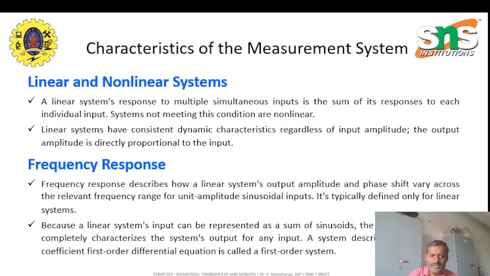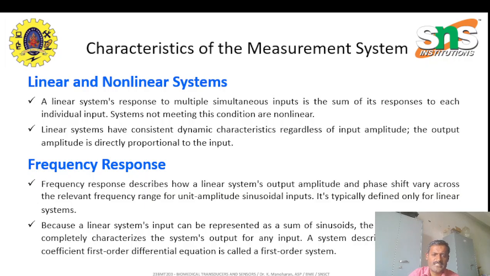See, we are giving some inputs to the system, so we are saying multiple simultaneous inputs. If you give those multiple simultaneous inputs and combine the results, it will be the same as when the actual inputs are applied. Linear systems have a constant dynamic characteristic regardless of input amplitude, and the output amplitude is directly proportional to the input. So next will be frequency response.